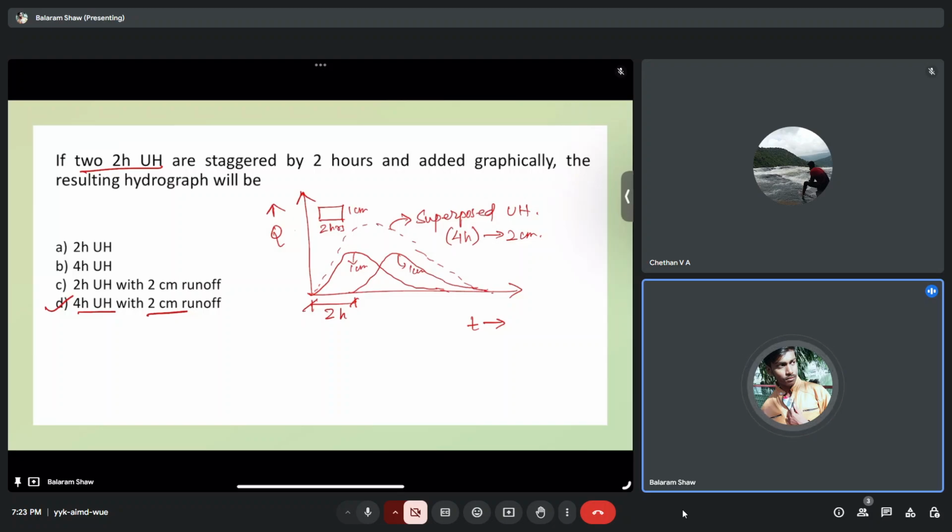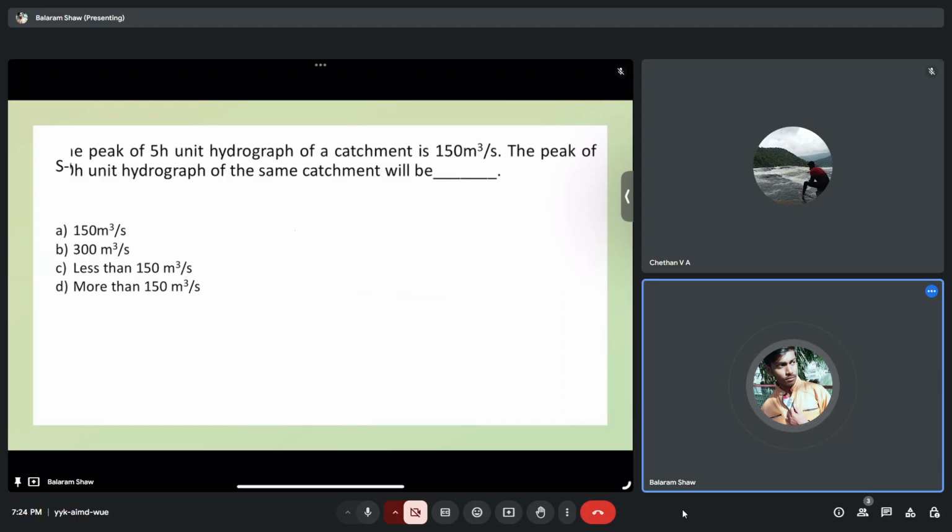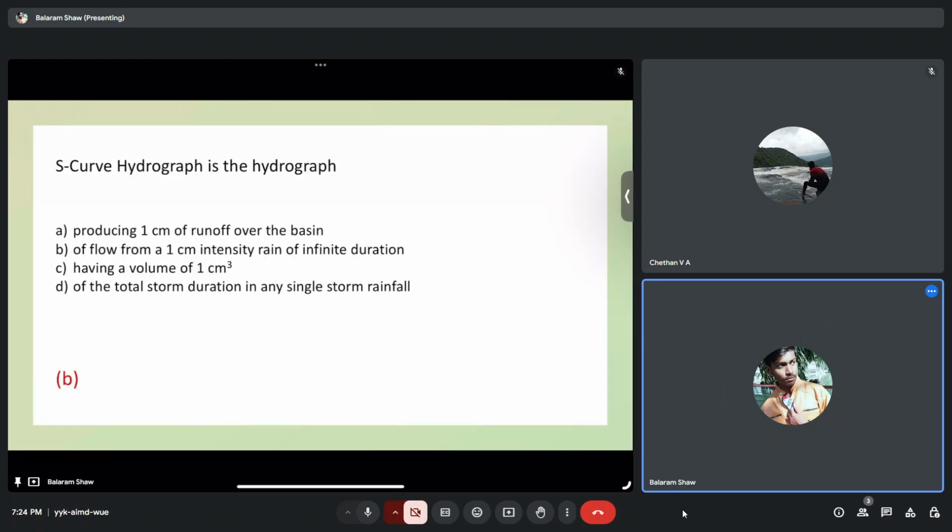Okay, so we'll move to the next question then. S curve hydrograph is the hydrograph, so we know this. Anyone, any guesses? So the correct answer will be, sorry, correct answer will be B. That is here. So the correct answer will be B. That is, S-curve hydrograph is a hydrograph of flow from a 1 centimeter intensity rain of infinite duration. Okay, because we just superimpose everything and then we get the S-curve.